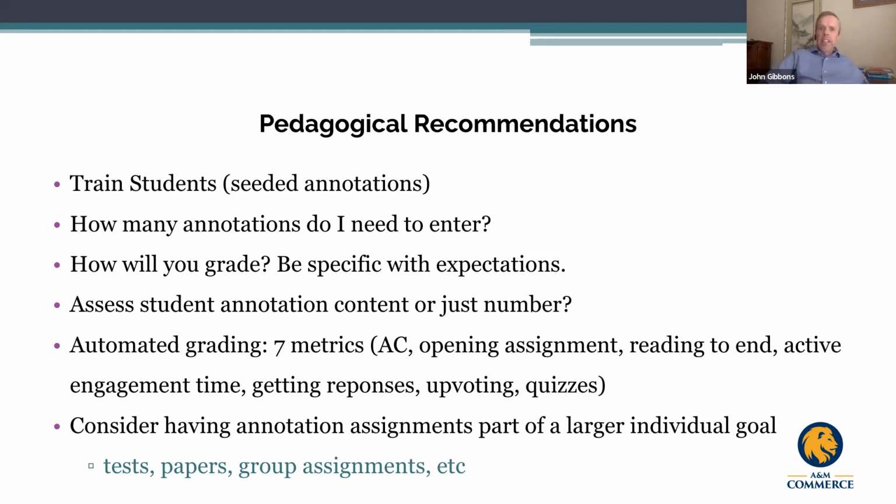Consider having the annotation assignments part of a larger goal. So the larger goal for them was their individual writing. So they knew that they were doing their annotations for this greater goal. You could have tests, you could have group assignments, anything like that. So have Perusall, if possible, part of this larger goal.